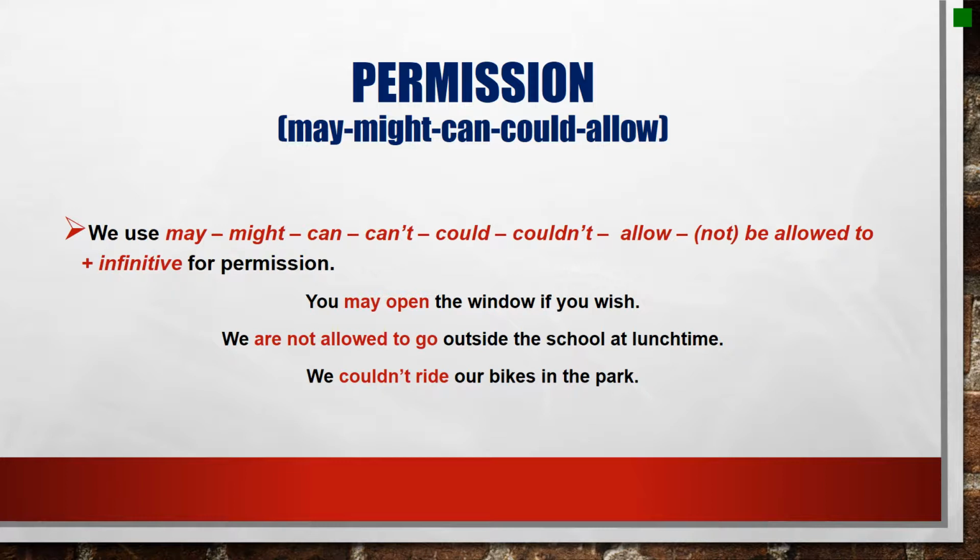If you're going to talk about permission, you can use may, might, can, could, allow to make sentences. Look at the examples. You may open the window if you wish. We are not allowed to go outside the school at lunchtime. We couldn't ride our bikes in the park.